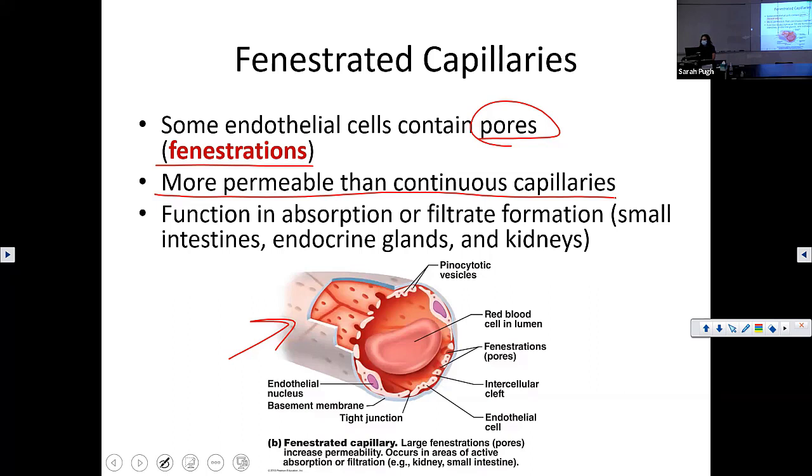So we're going to find these in places like the intestines, small intestines, where we're absorbing nutrients. We're going to find these in our endocrine glands, where we are releasing hormones into our bloodstream so they can absorb those hormones. We're going to find them in our kidneys, because the kidneys are filtering your bloodstream and getting rid of waste. So anywhere where we are absorbing, we are filtering, that's where we're going to find fenestrated capillaries.